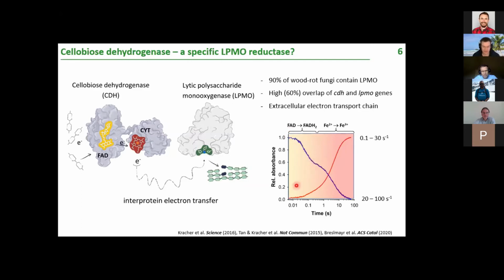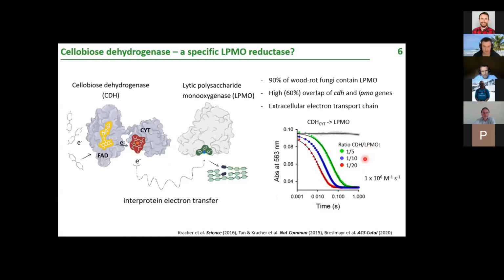And only then we would observe the reduction of the heme B. So here we have a sequential electron transfer. So first the FAD gets reduced, then electrons are passed to the cytochrome domain. The rates, by the way, are highly dependent on the source of the enzyme and can vary quite a bit. But in any case, FAD here is always much faster than the cytochrome reduction.